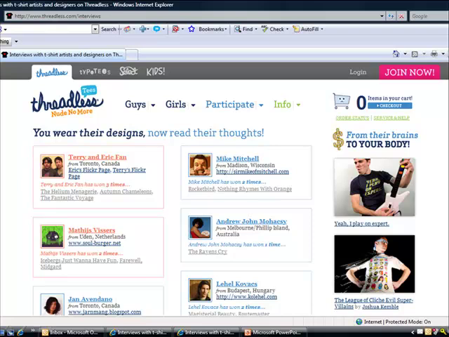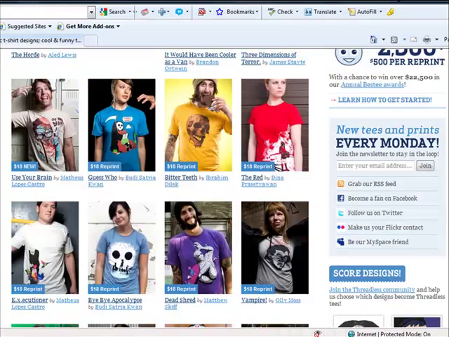After a design is submitted, the Threadless community, which is customers and just people that are interested, vote and rate the submitted designs. Based on that score, Threadless decides which to put into production. Here's an example of a couple of designs that have gone into production. Now, every designer whose design gets selected receives $2,000 in cash, and they also get a $500 Threadless gift certificate.